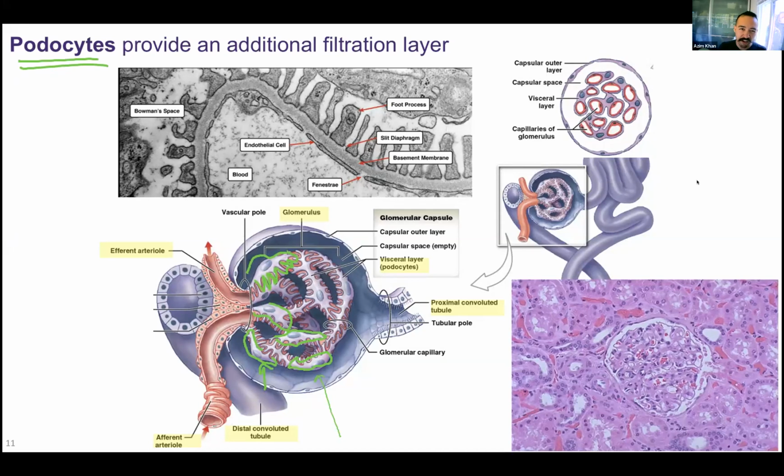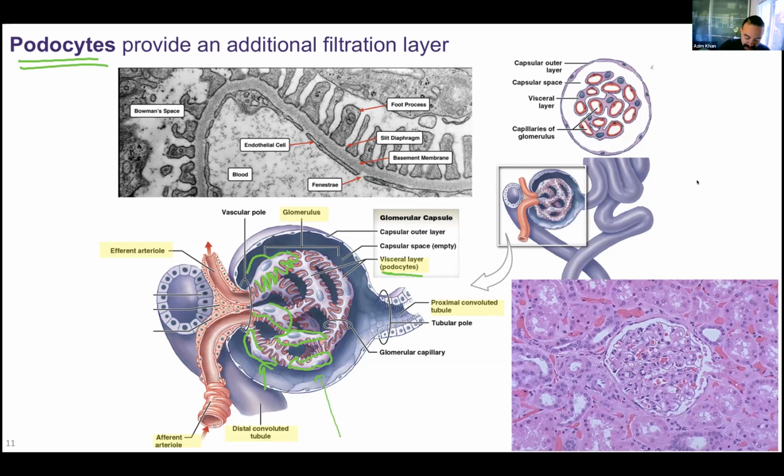Podo means foot. And so these little extensions are feet-like extensions. If you ever look at foothills of a mountain, they come out like that. That's where the name comes from, or what it looks like. What these cells do is add an additional layer of filtration. If you filter something, you generally want to have multiple layers. We want to ensure that we're taking the right things out.